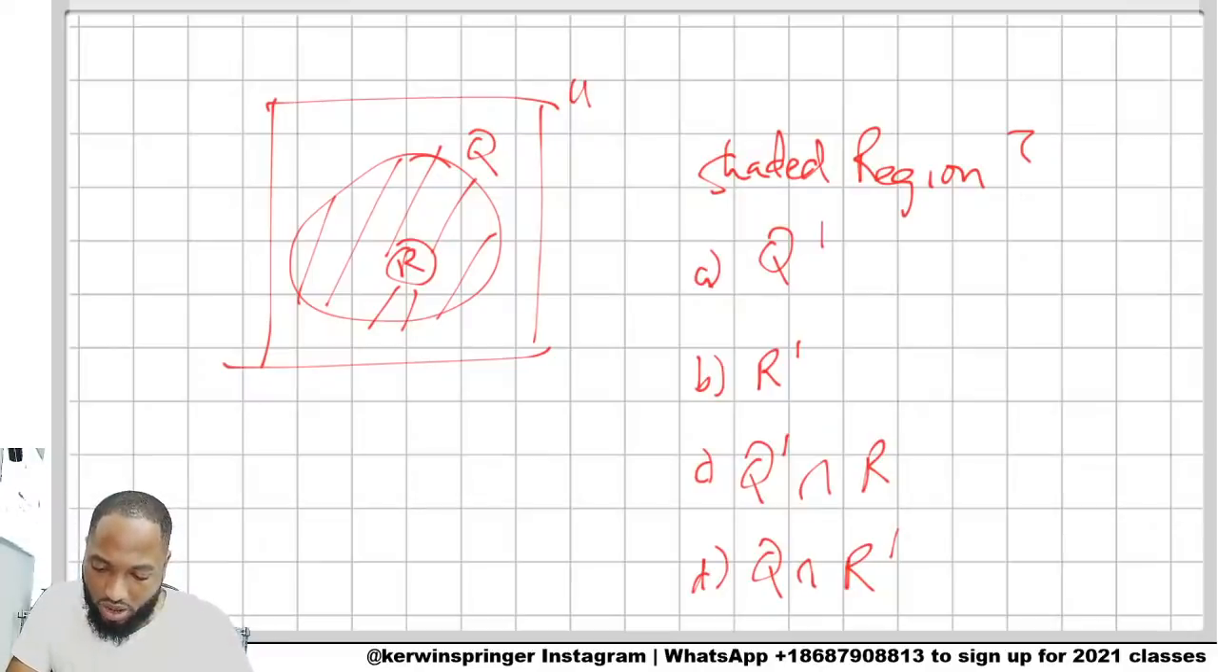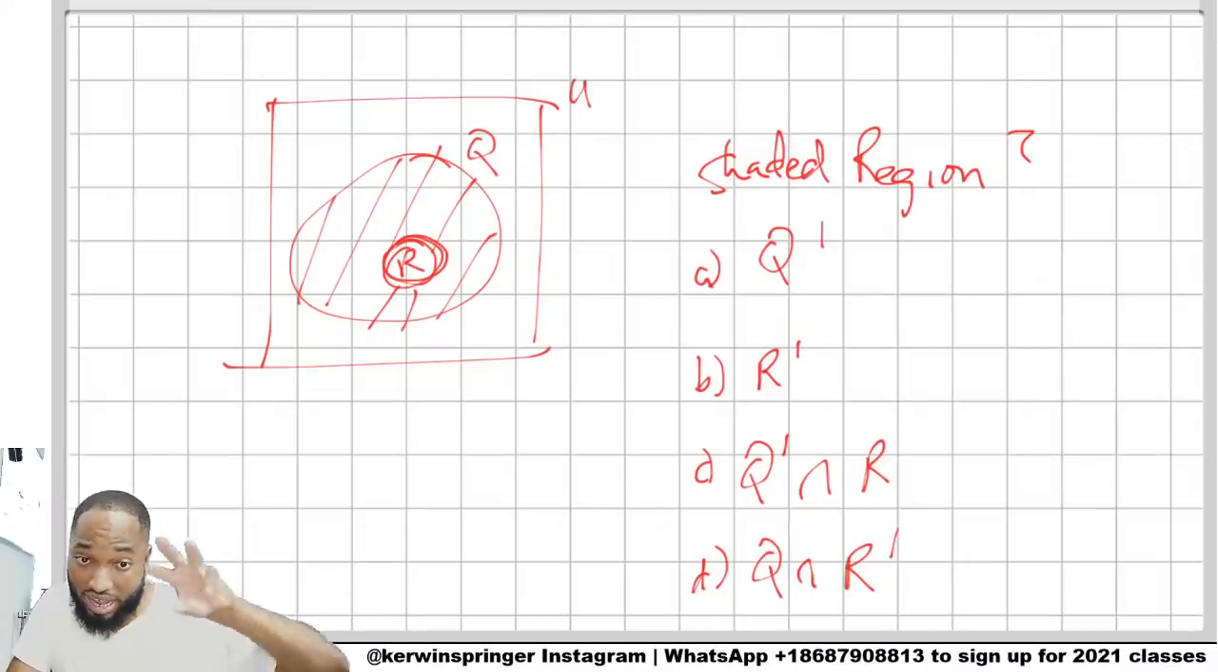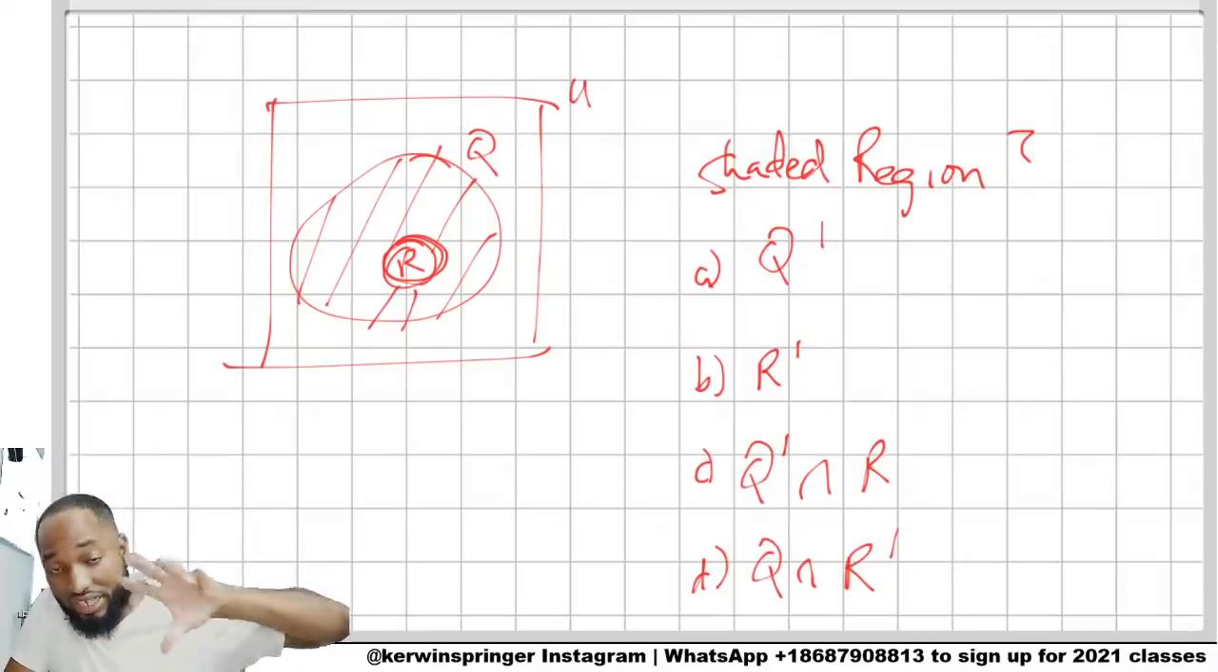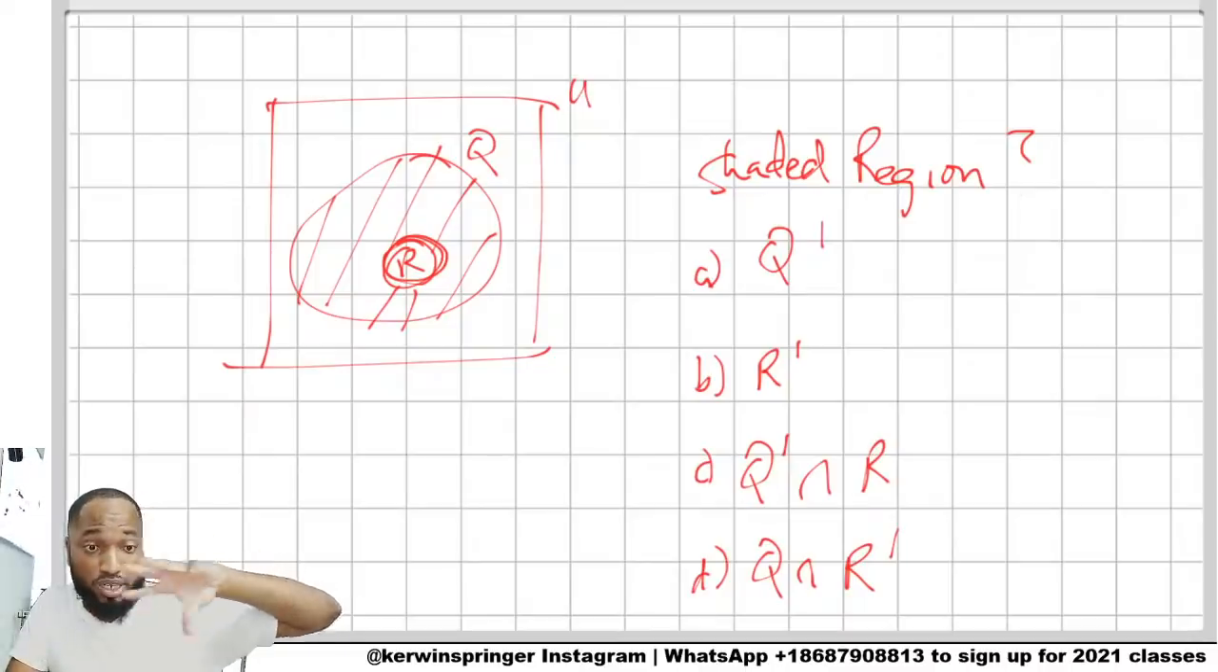Which one is this going to be? Outside the shaded region represents outside R intersect Q. Everything that's outside of R, because this is not shaded. R is like an untouched territory inside of Q. So it must be outside R.